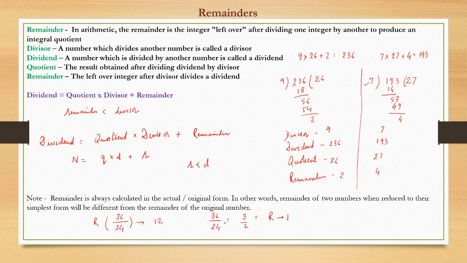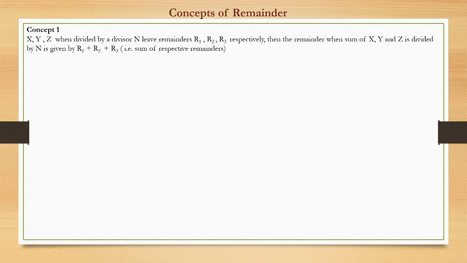Otherwise, if we convert this into simplest form, then to get the remainder of the original number, we need to multiply the remainder here, 1, with the common factor with which we had cancelled the numerator and denominator. Here the common factor was 12. We had cancelled this 12: 12 threes are 36 and 12 twos are 24. So that 12 we need to multiply to get back the original remainder. This is a very useful concept. We'll see it later on also.